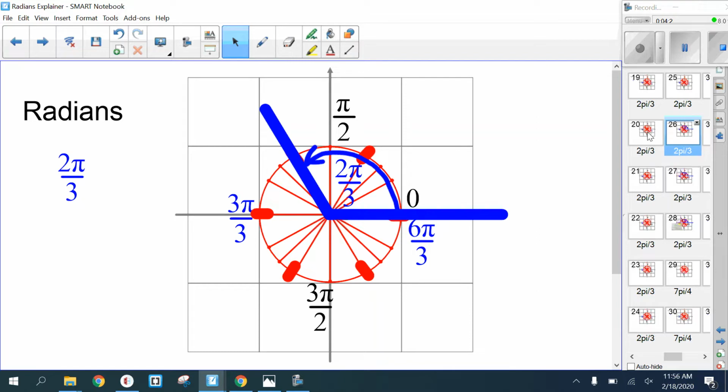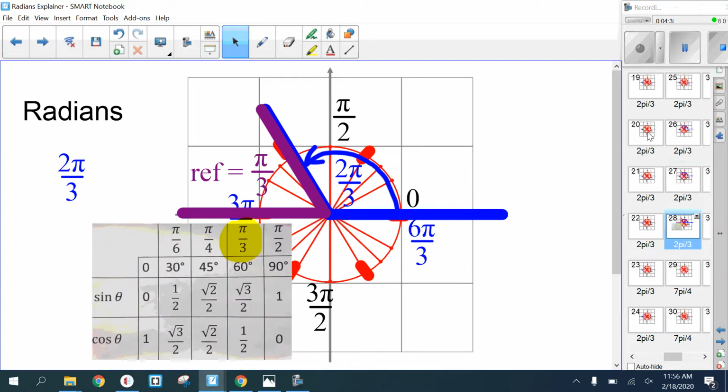Now remember, back to last chapter when we talked about a reference angle was how far we are off of the x-axis. And so we're going to be concerned with that reference angle. The reference angle is going to be pi over 3 because we're 1 pi over 3 away from that x-axis. And that's going to be important because we're going to look at the same chart that we've been looking at. All right, we're going to look at pi over 3 in that chart. It's going to be very tempting for you to say 60 degrees, but don't do it. You don't want to say 60 degrees. You want to say pi over 3.